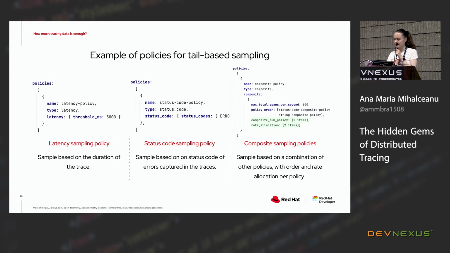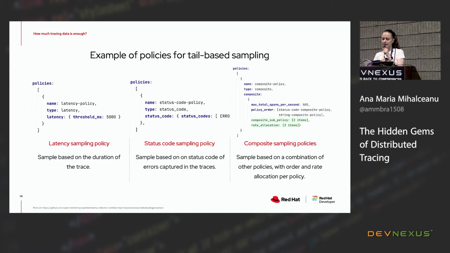There are some policies. I'm going to show them in the code as well, but this is just an extract. Here are some examples of policies for tail-based sampling. One of them is a sampling policy based on latency, so sample based on the duration of a trace. You can look at the duration of your traces for some time, think about what the threshold in milliseconds would be, establish that, and sample only those. So this is one type of policy.